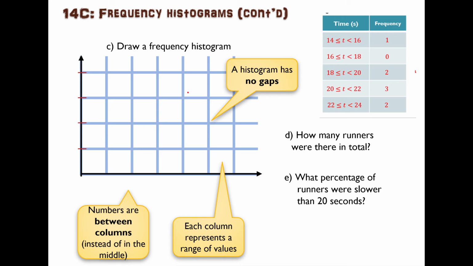A histogram is very, very similar to a column graph, except it has no gaps. The numbers are between the columns, so the numbers will go here. Oopsie, that's a lie. We'll see how that works. Numbers are between the columns instead of in the middle of each column, and each column represents a range of values. Those are the three differences.